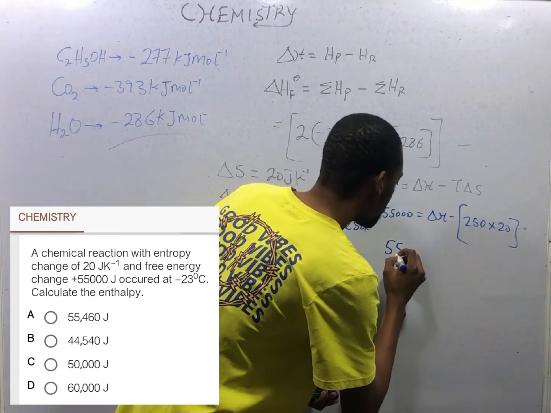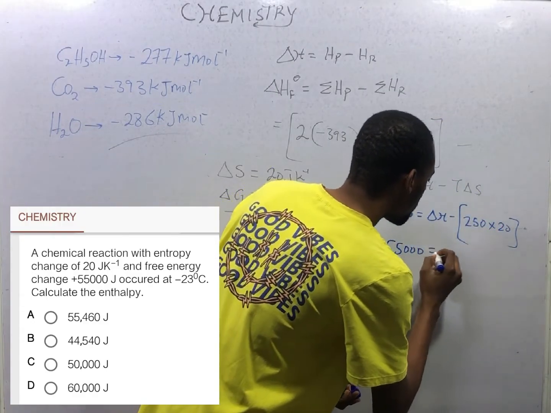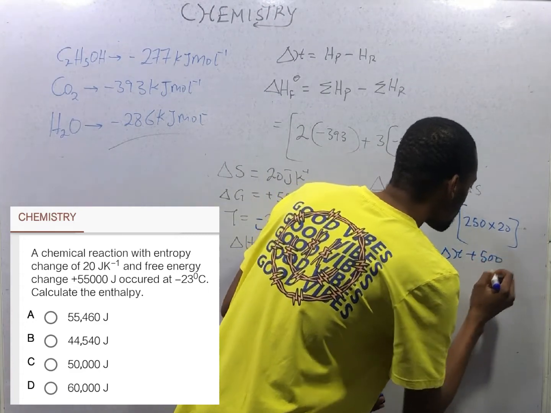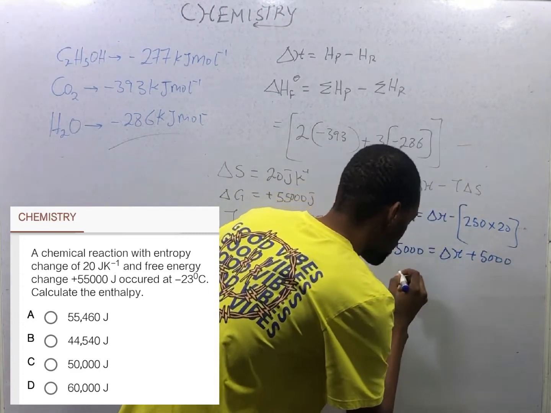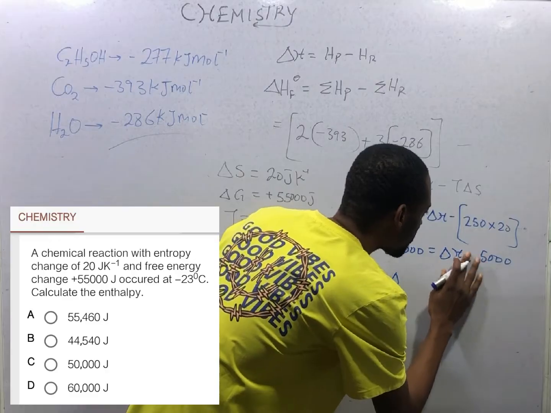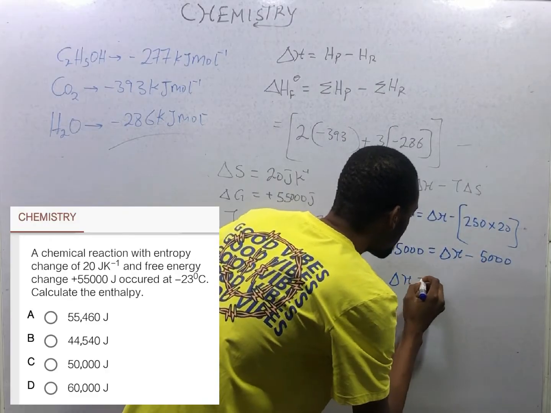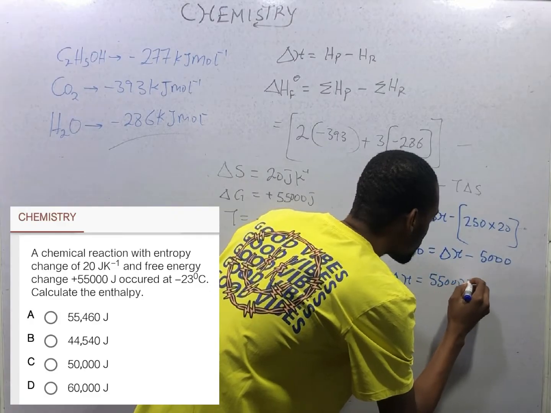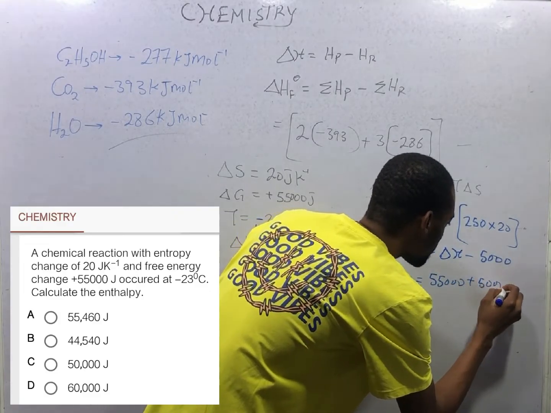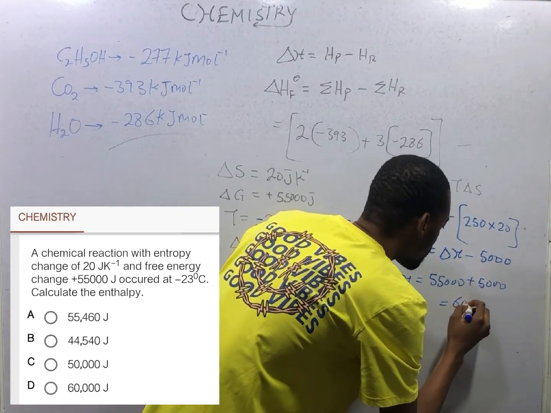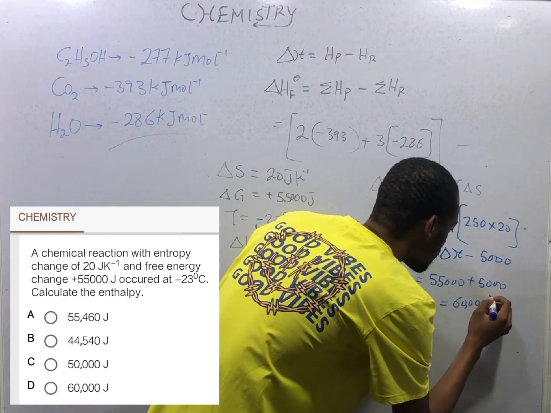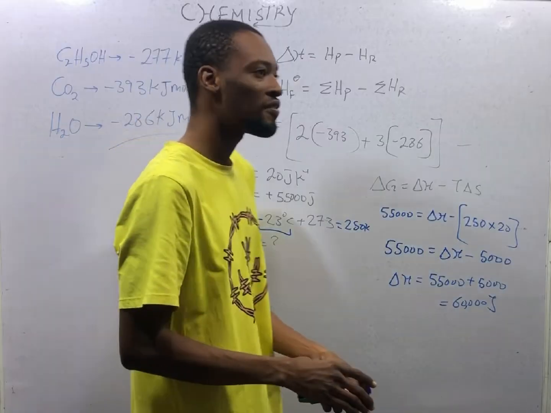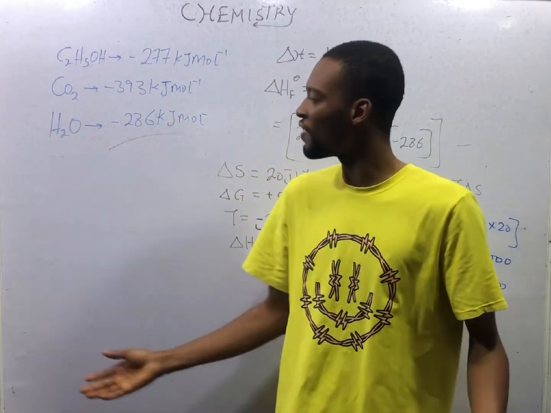So 55,000 is equal to delta H minus 5,000. Delta H is therefore 55,000 plus 5,000. That will simply give you 60,000 joules. Ladies and gentlemen, that is it for spontaneity of reaction.